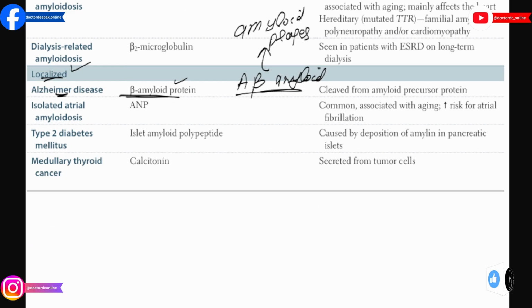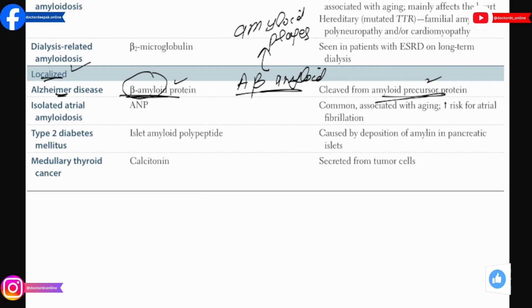Then after that, please keep one thing in mind: this beta amyloid precursor protein, the protein which is going to be produced in Alzheimer disease, the gene is present on chromosome 21. They can ask you in the exam on which chromosome it is present. It is on 21. On 21 we have the beta amyloid precursor protein. So these are the important things which you have to keep in mind.